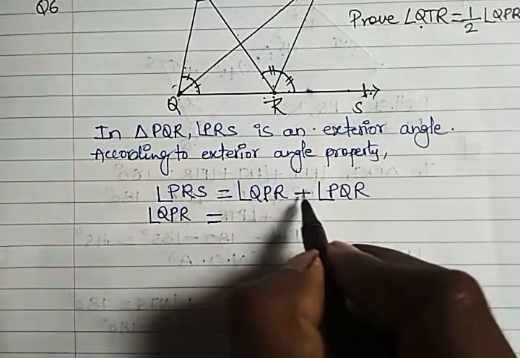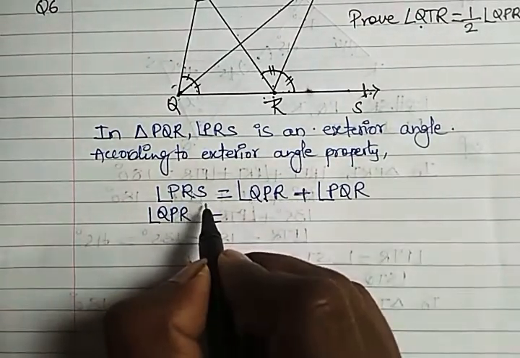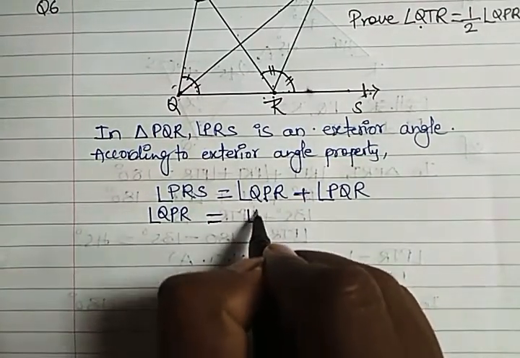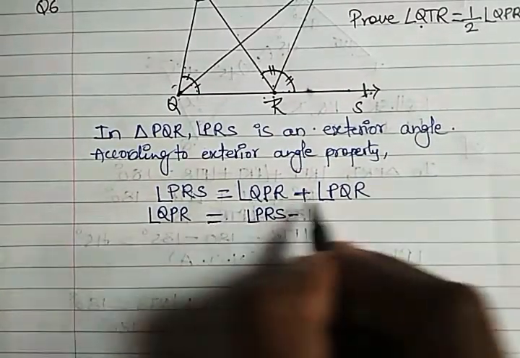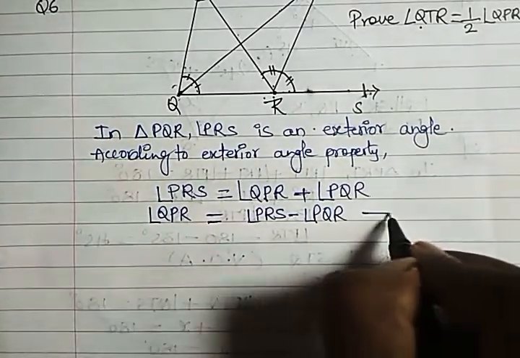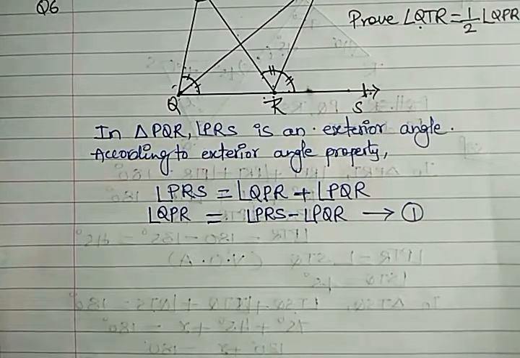It gets subtracted. Here it is an addition, and when it goes to the other side it comes to the subtraction. So PRS is already there, angle PRS, and PQR goes to the other side and gets subtracted there. Now let this be equation 1. Make this equation 1.